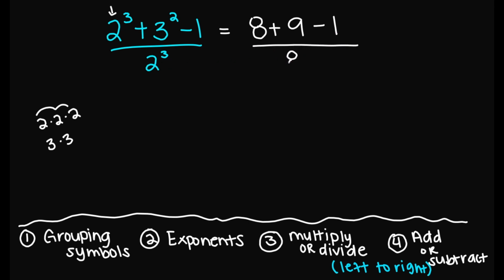This is going to be 8. So now we're going to solve my numerator. Notice I have addition and subtraction, which is what we have here. Remember, if you have addition and subtraction, you're going to go from left to right.